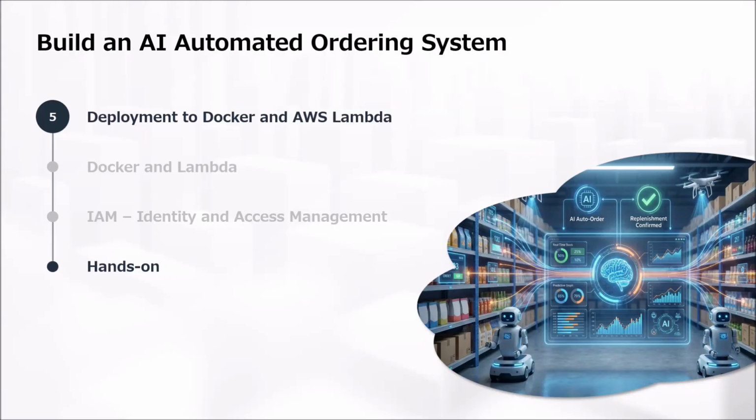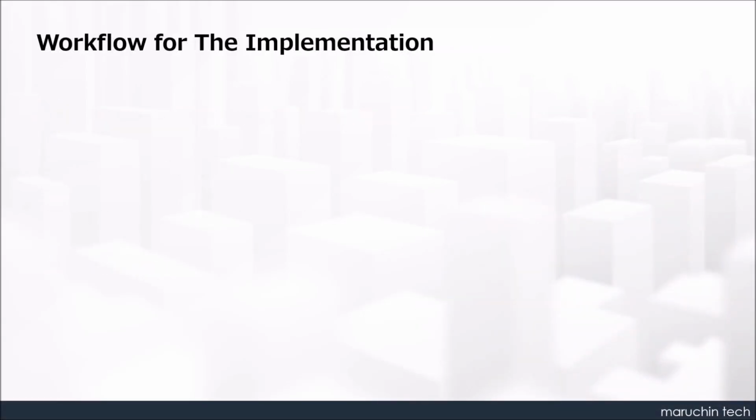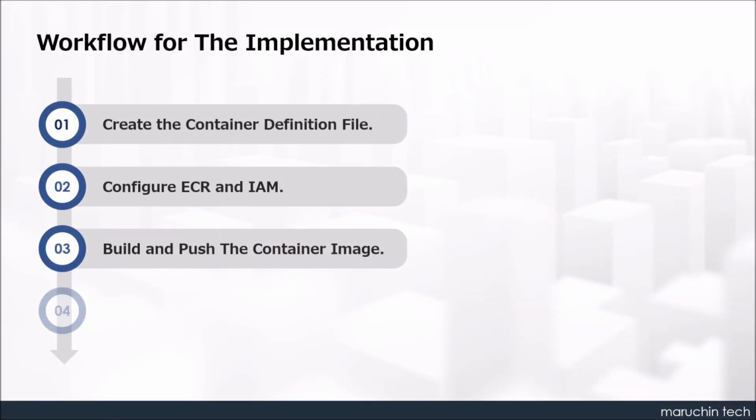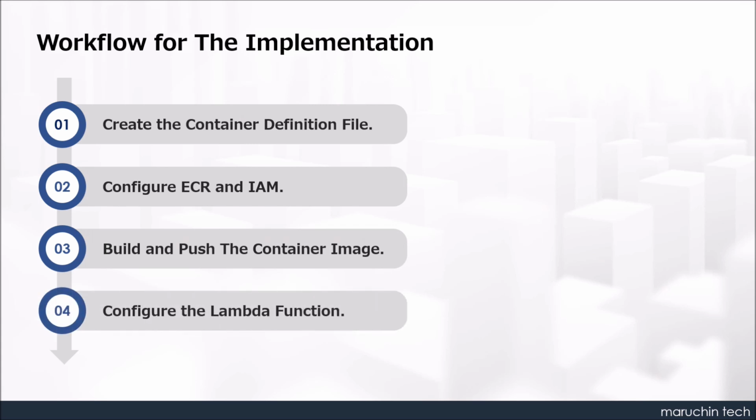Next, we will move on to the actual implementation in the AWS environment. Here is the workflow for our implementation. First, we will create the container definition file. Next, we will configure ECR and IAM. Then, we will build and push the container image. Finally, we will create and configure the Lambda function.